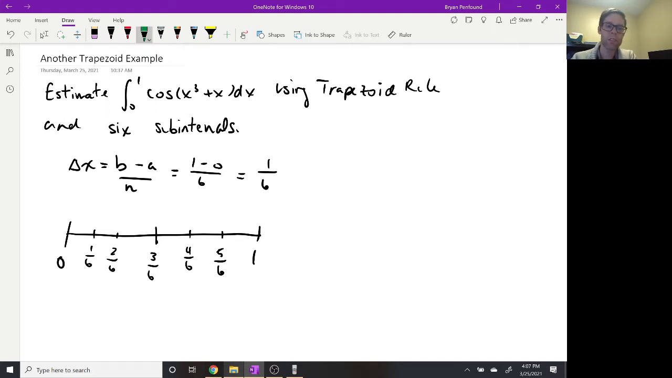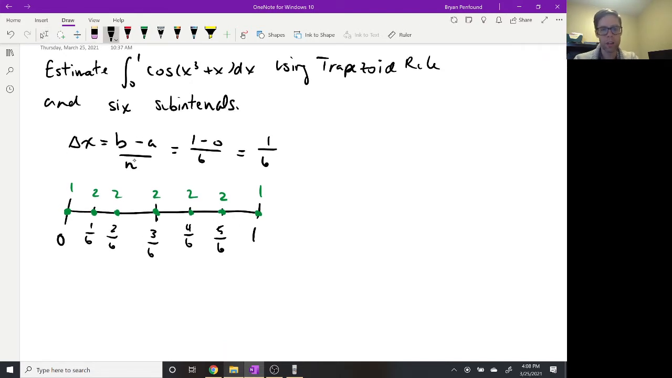The trapezoid rule does have to use all of the endpoints along this interval, so we're going to highlight all of those in green, and I usually recommend putting down the weight factor as well. For our outermost endpoints, we only need 1 copy of those, but all of our innermost endpoints of those subintervals, we're going to need a weight of 2. So this is pretty much the setup for the trapezoid rule. We know our x_i numbers are 0, 1/6, 2/6, 3/6, etc.